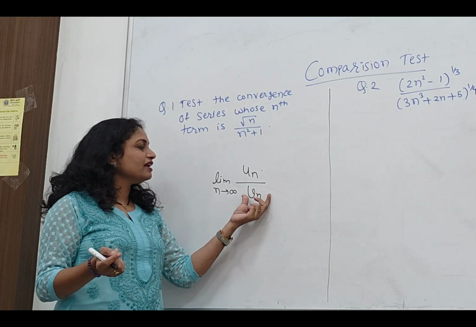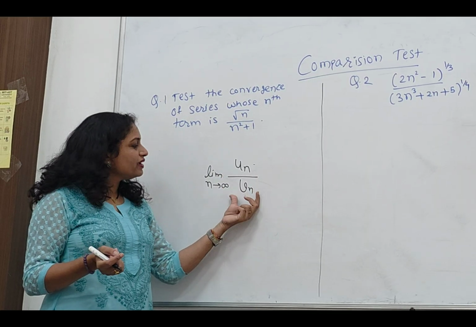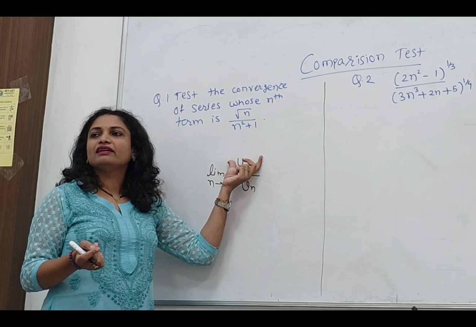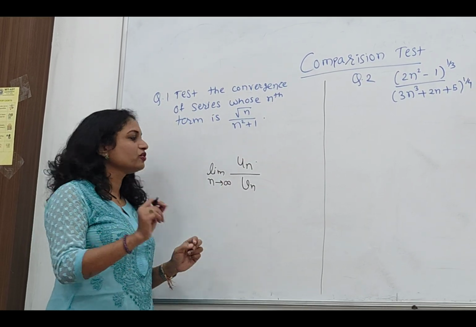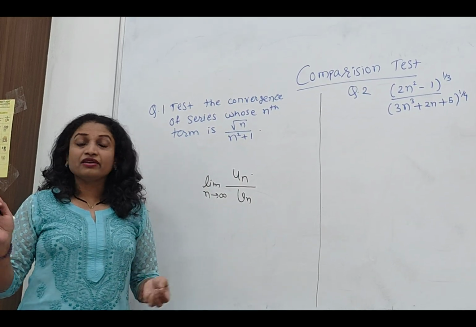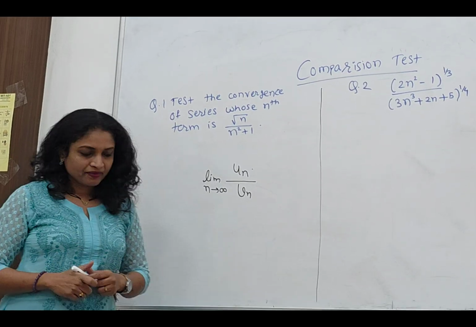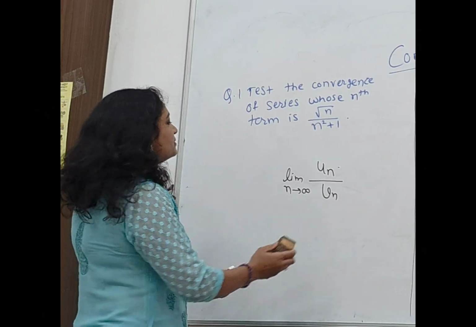If your Bn is convergent, Un will be convergent. If your Bn is divergent, Un will be divergent. But before that, you need to show that this ratio limit is finite and non-zero. If it is not finite and non-zero, this test would not be applicable. So let's start with the example.